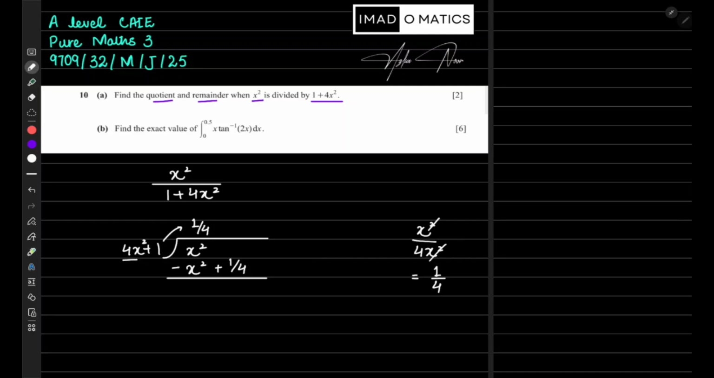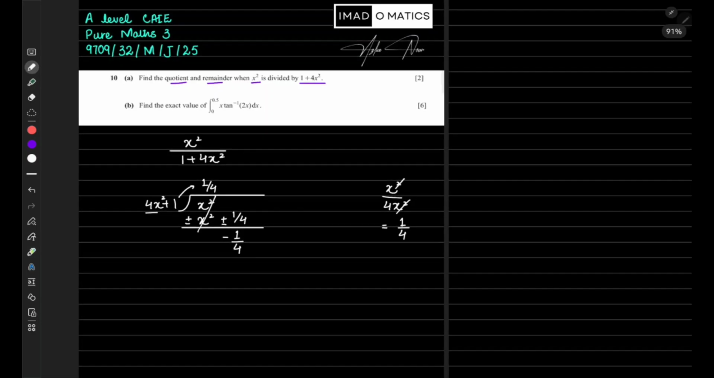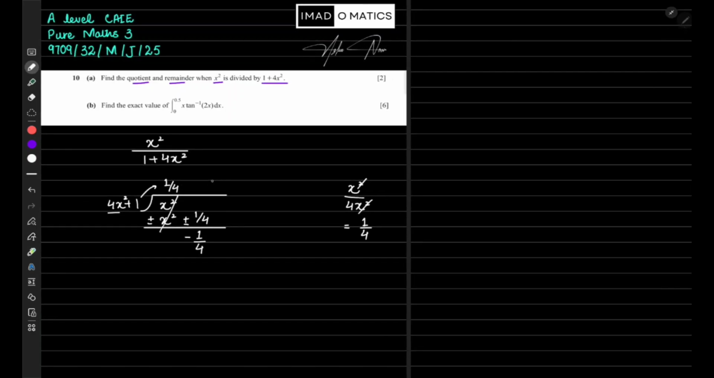Now we have to subtract these both. So x square minus x square will give you 0. And here we are left with minus 1 over 4. So this is your long division, from where we get this to be quotient, this to be remainder, and we know the divisor is the one with which we are dividing. So your quotient is 1 over 4 and your remainder is minus 1 over 4.